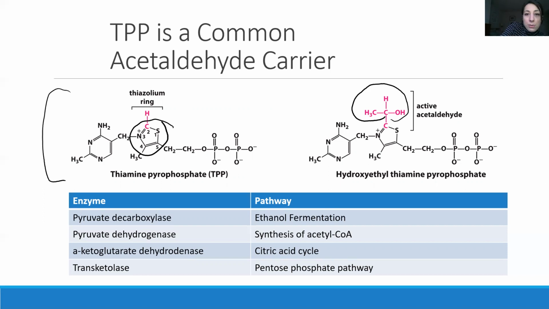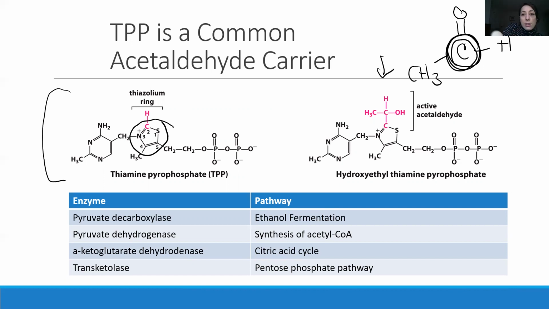So just to remind you, what would the structure of this be prior to it binding to the carrier here? We would have a C double bond O H, the CH3. This carbonyl carbon is the reactive portion. That's this carbon right here, which is then going to bind on the thiazolium ring, and in doing so, temporarily makes this an alcohol.